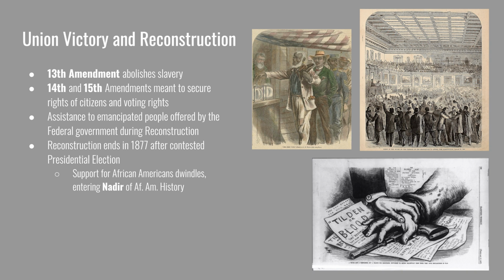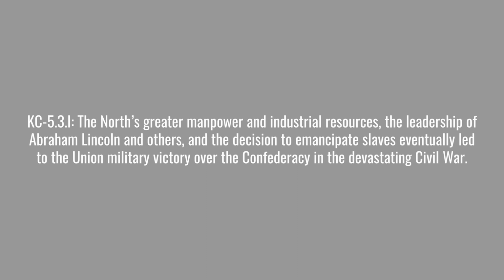As the protections and services for African Americans dwindled, laws that restrict their freedoms were passed by Southern states. The post-Reconstruction period is referred to as the nadir of African American history, that is, the lowest point in their treatment after emancipation, as they are subjected to Jim Crow laws, discriminatory measures, violence, and intimidation. The next key concept covers the advantages that helped the North win the Civil War.